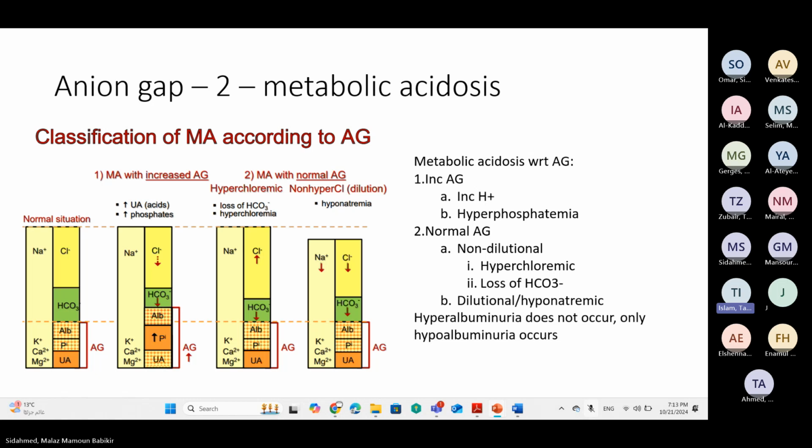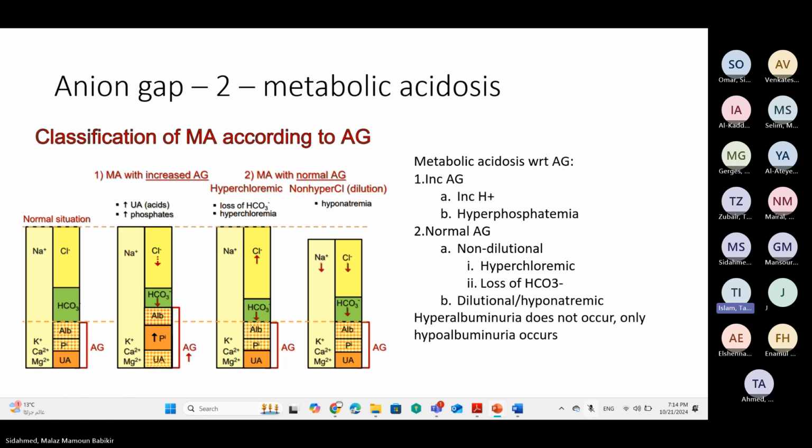And then there's also normal anion gap, and this can be further divided into non-dilutional and dilutional. Non-dilutional means you don't dilute the blood necessarily. And this can be, for example, in hyperchloremia. The reason why hyperchloremia would lead to a normal anion gap is because even though hyperchloremia is supposed to push down on the anion gap, making it smaller, there are also relative changes in the concentration of bicarbonates. Similarly, if there's loss of bicarbonates, there would be an increase in chlorides and an increase in the constituents of the anion gap. So the anion gap remains relatively normal.